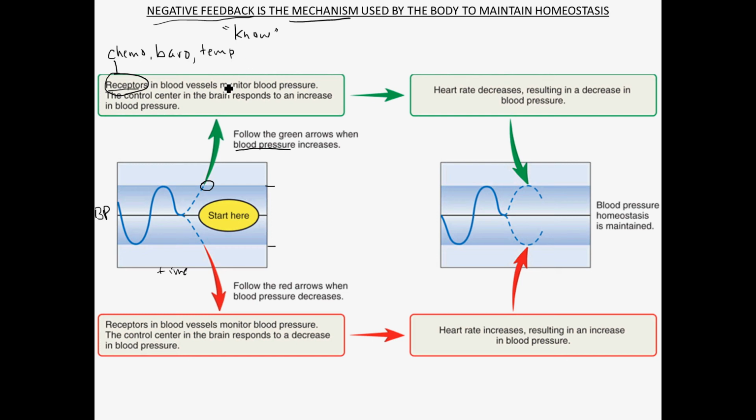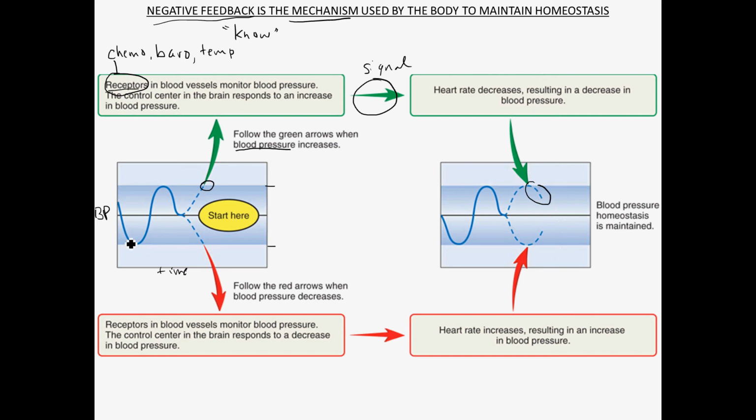So these receptors are monitoring this. They're going to detect that change above this set point. Then they're going to send a signal to the body here, and in order to get the blood pressure down, in this case, the heart rate is going to decrease, resulting in a decrease of the blood pressure. And you notice here then that blood pressure is ticking back down and maintaining within this normal range right here. So this is a homeostatic balance.